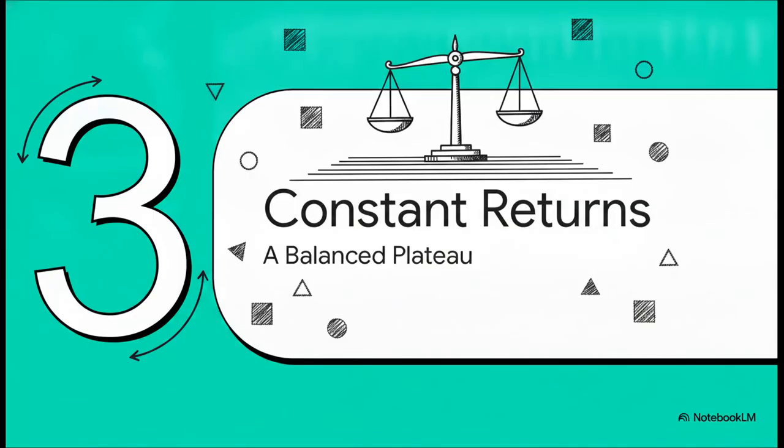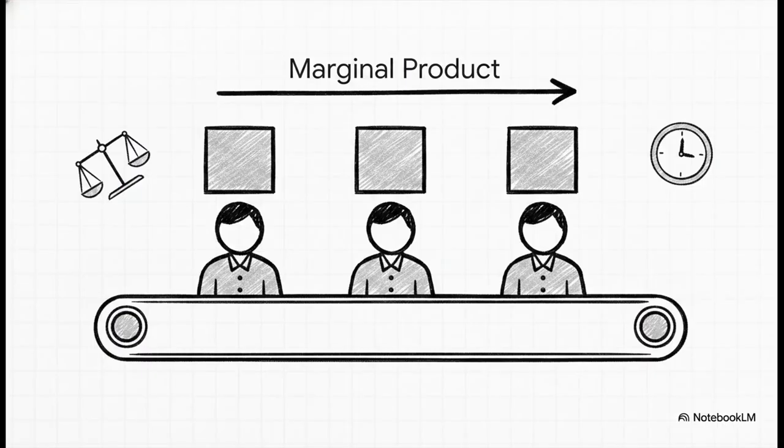Which brings us to Section 3, the constant returns phase. Now, at a certain point, that incredible acceleration does stop, and you hit constant returns to a factor. This is the moment when the marginal product basically flatlines. But don't worry, it's not a bad thing. Your factory is just running like absolute clockwork.